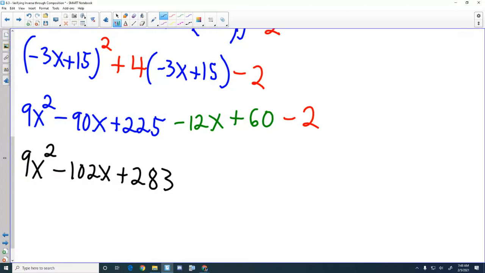Whew, that one was crazy. Do you think we're going to get the same thing when we do g of f of x? I don't know. Let's find out. I'm so excited. What's going to happen? Oh.